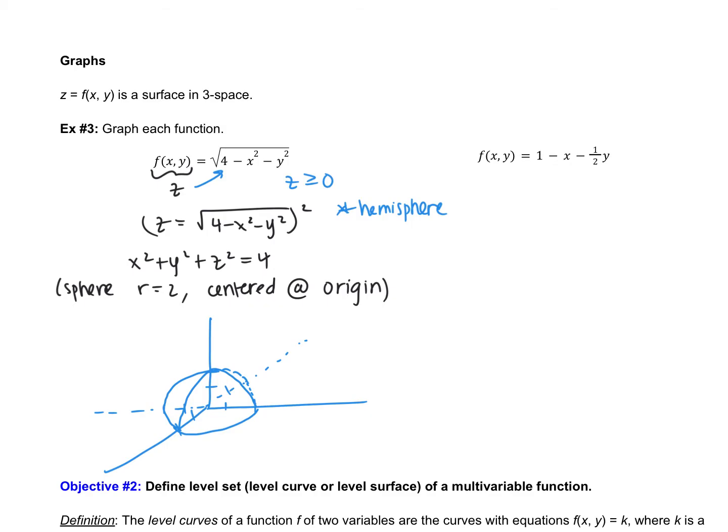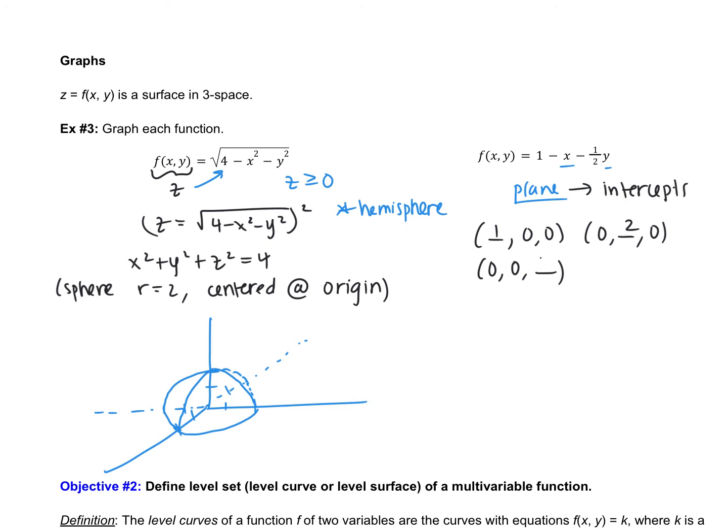Okay, so the next one, f of x, y is equal to 1 minus x minus 1/2 y. This is linear in x and linear in y, which tells us we're looking at a plane. The easiest way to graph a plane is to find the intercepts. Find x when we make y and z 0, find y when we make x and z 0, and then find z when we make x and y 0. I already found those for you. They are (1, 0, 0), (0, 2, 0), and (0, 0, 1).